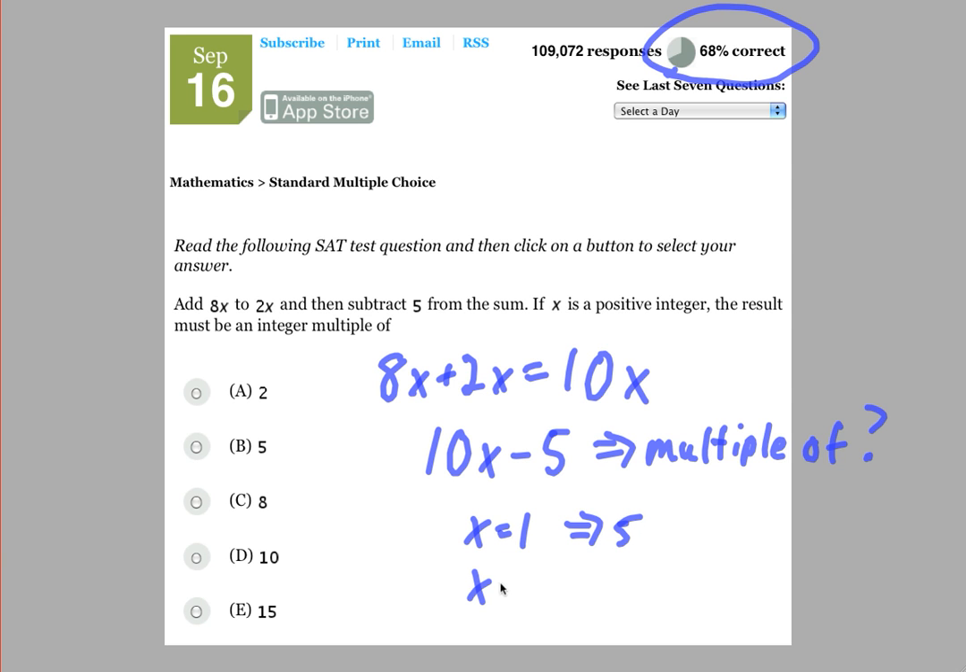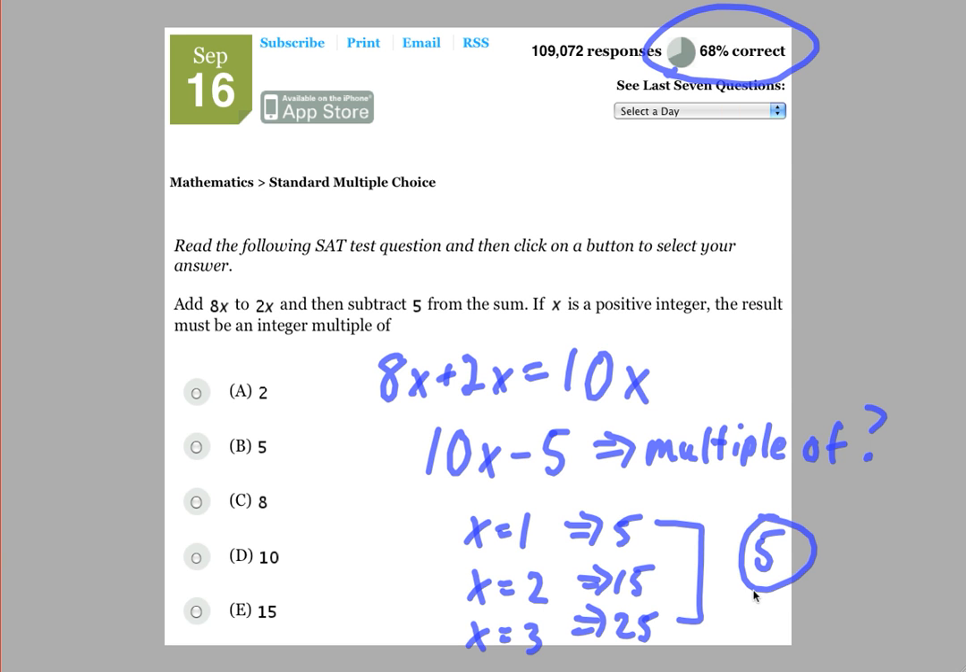If x were equal to 2, the whole thing would be equal to 15. If x were equal to 3, the whole thing would be equal to 25. As you can see, there's only one number that's a multiple of all three of these numbers, which is the number 5. Right? So that's one way of going about it.